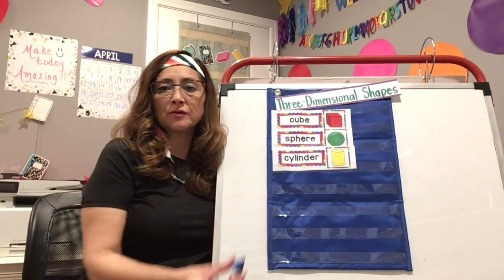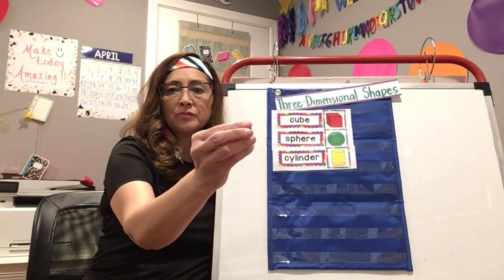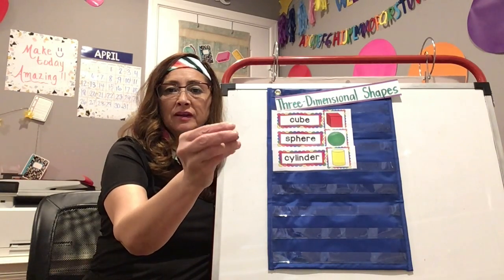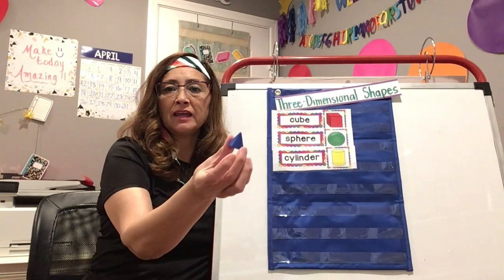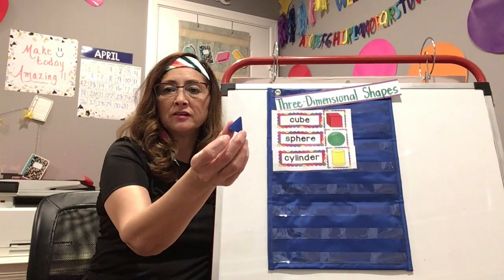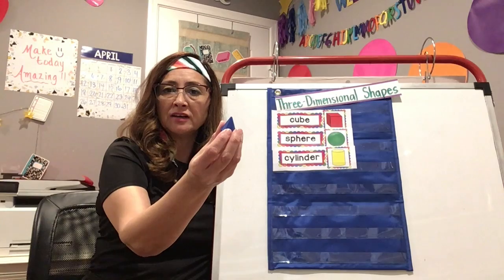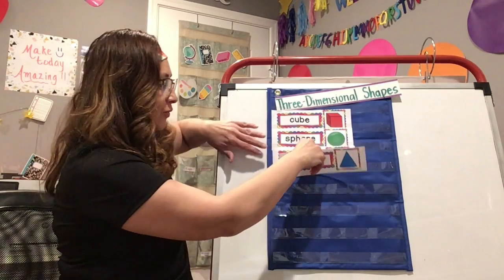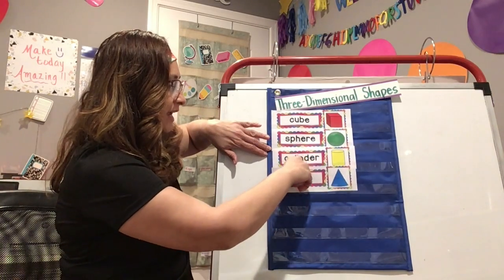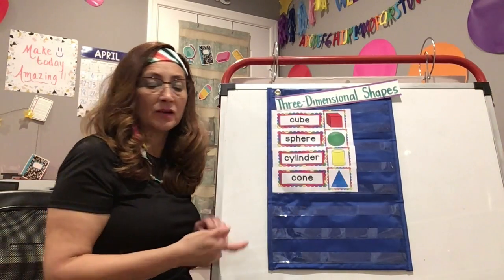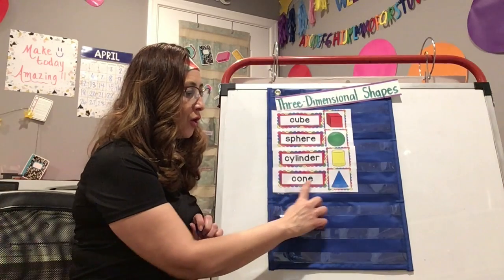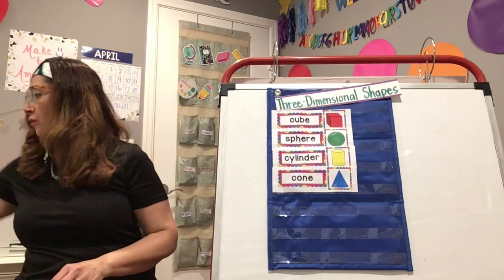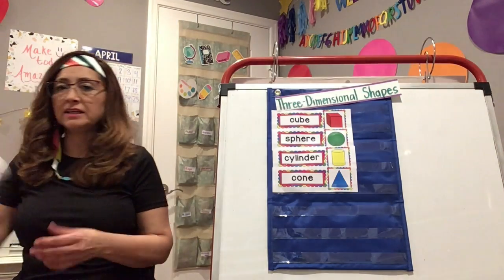Next, boys and girls, I'm going to show you this shape. This shape is called a cone. Can you say cone? Good job. Now I want to show you the word cone again so that you can recognize it when you see it. Cone. Very good.